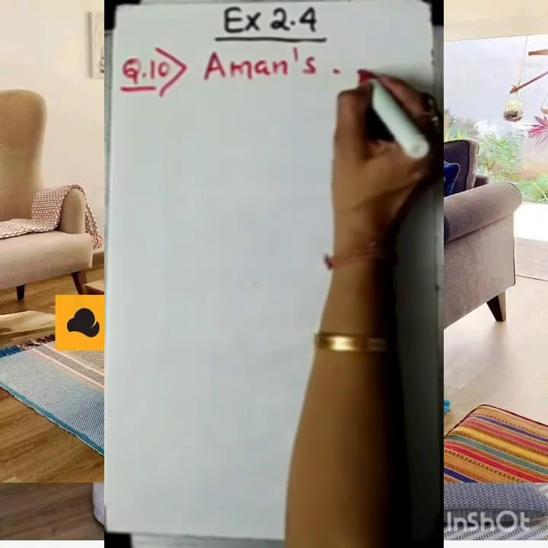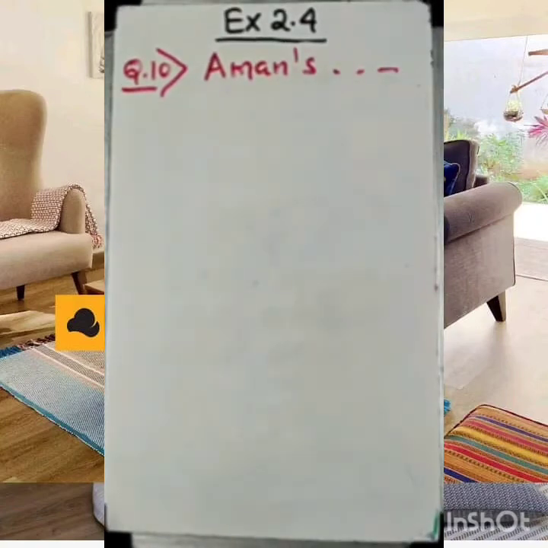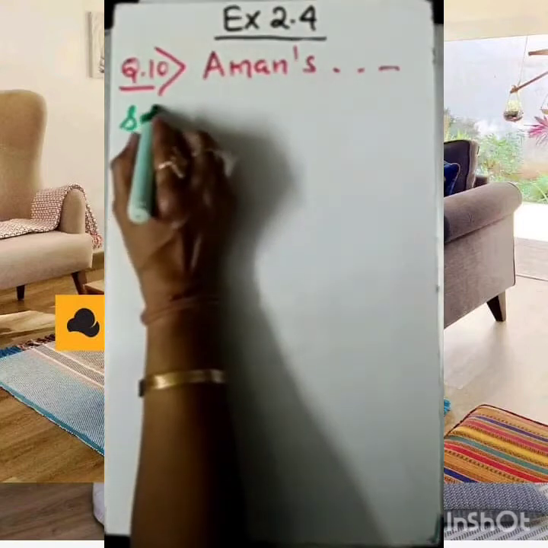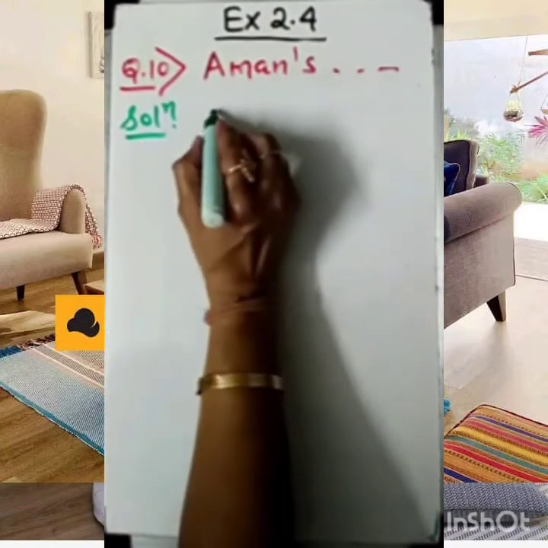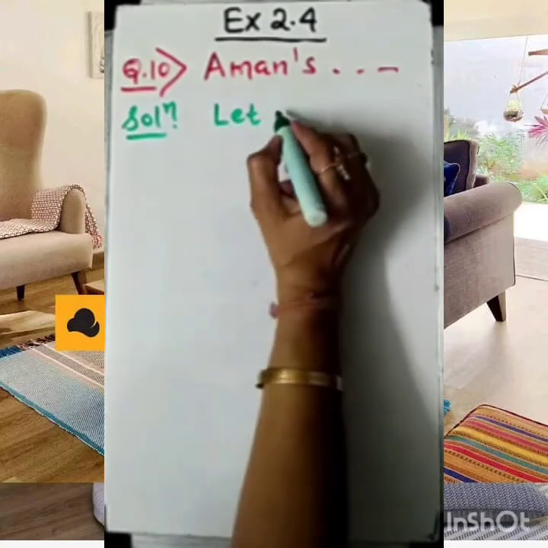So, let's start the solution. Aman's age is 3 times his son's age. Now, do we know the age of the son? No. So, first of all, let's begin our solution.